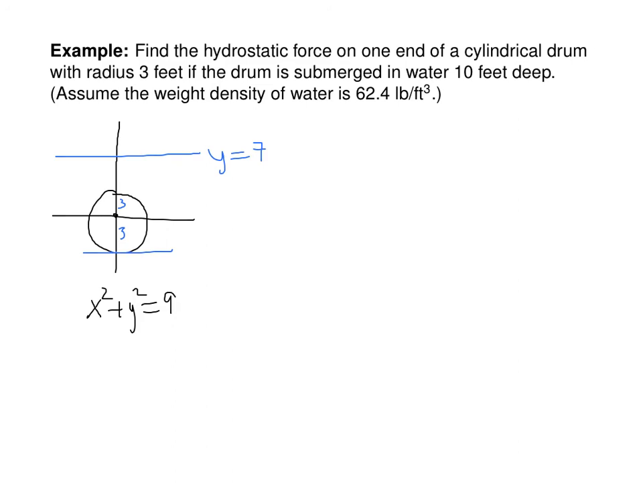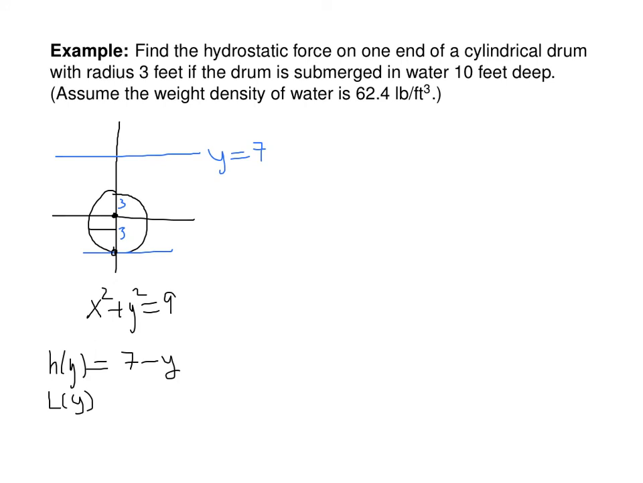So for any particular y, the depth at that y is given by 7 minus y. So say you were at y equals 0. That corresponds to a depth of 7. 7 minus 0 makes 7. If you were at y equals -3, way at the bottom of the tank, 7 minus -3 makes 10, a depth of 10.